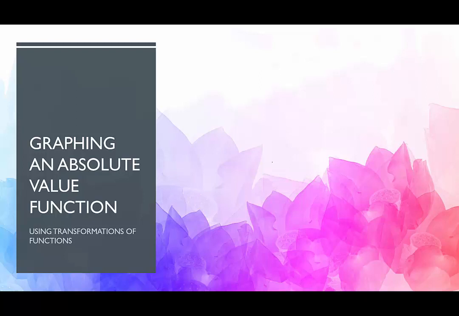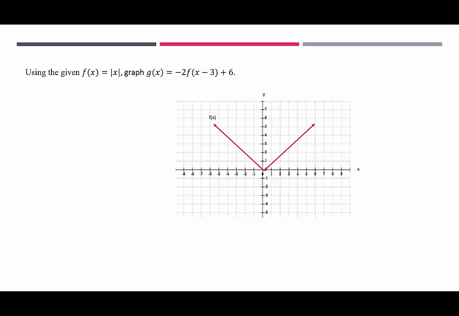In this video, we're going to look at an example of graphing an absolute value function using the transformations of functions. We're given f of x equals the absolute value of x, so this is defining the parent function, and we're given its graph, which is shown on the graph below. Using our knowledge of transformations of functions, we're going to sketch a graph of g of x.